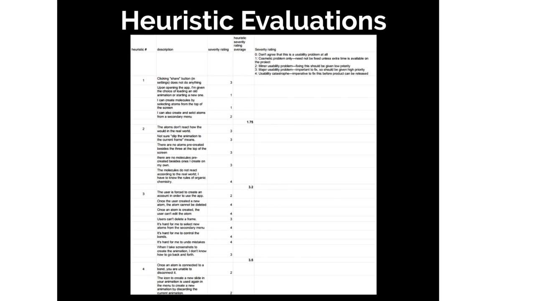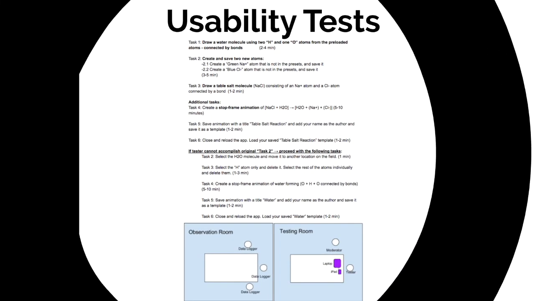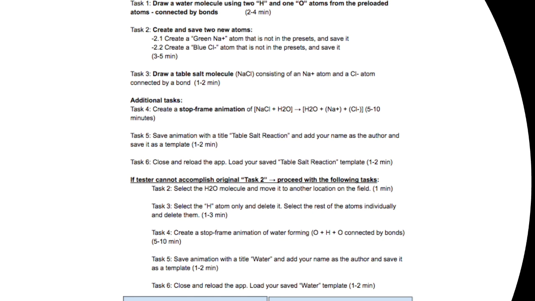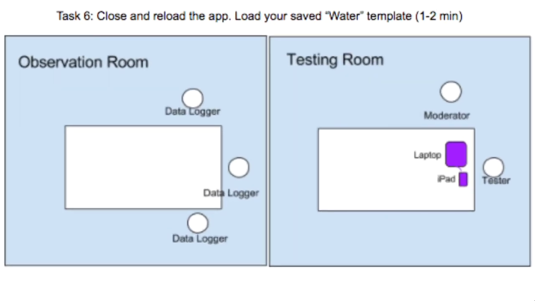Each team member completed a heuristic evaluation and aggregated the results, finding major usability problems with the lack of intelligent molecules, a tutorial, and feedback during the animation creation process. In the end, we conducted 5 usability tests on the key features of the app. With a moderator and tester in one room, the observers and data loggers watched from a room adjacent.